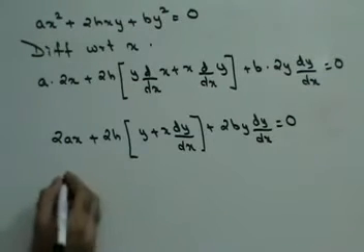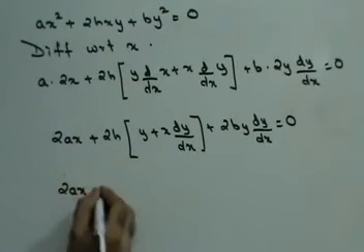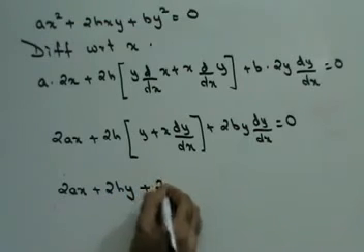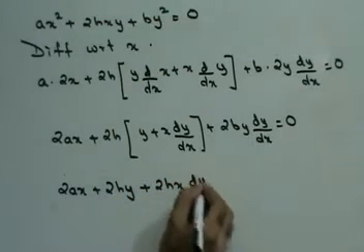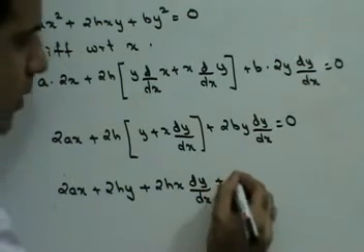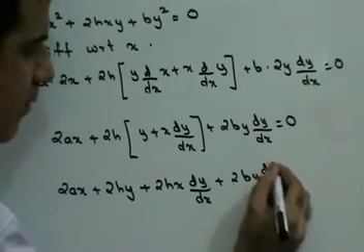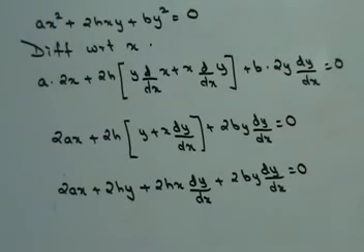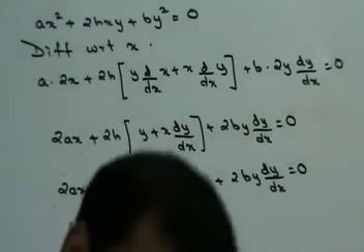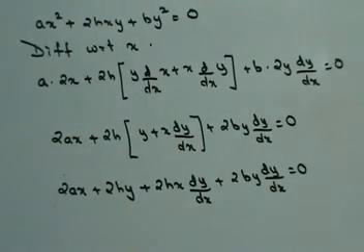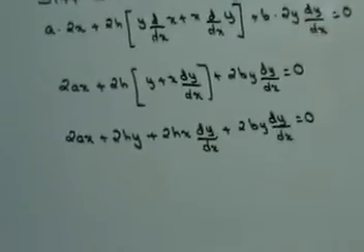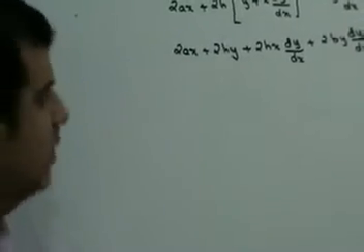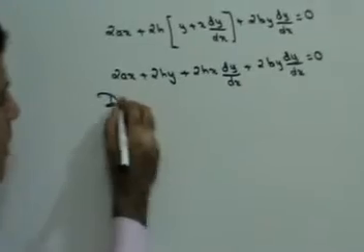Let's open the bracket and simplify this, guys. So you will get 2ax plus 2hy plus 2hx dy by dx plus 2by dy by dx is 0. Since all the terms have 2, I can divide by 2. If I divide by 2, the 2 will get cancelled. Moreover, I am going to keep the dy by dx terms on one side and the non-dy by dx terms on the other side.